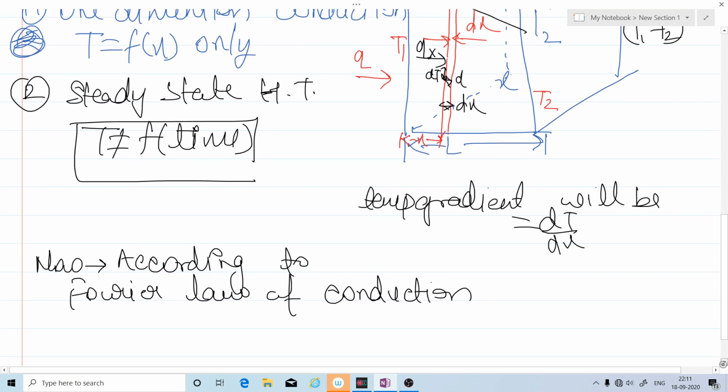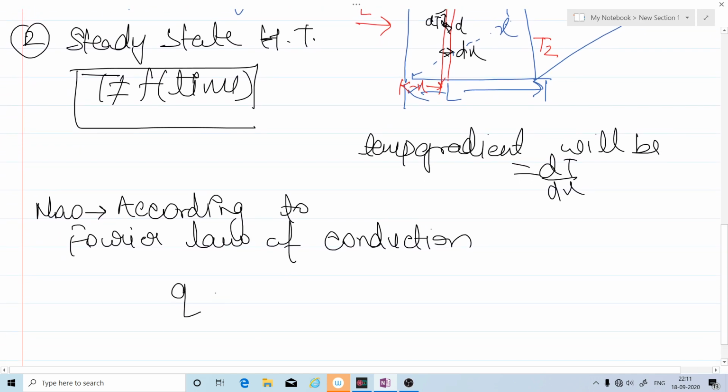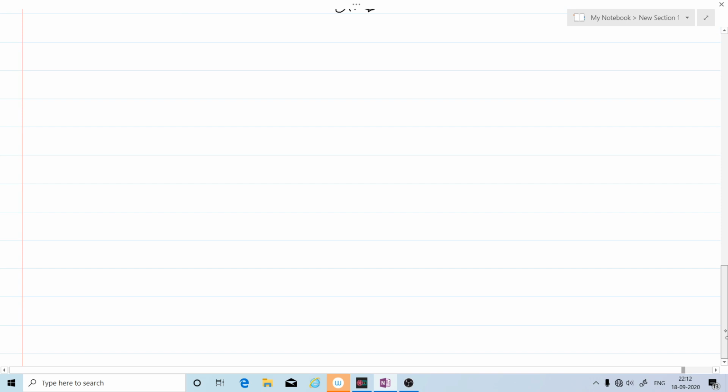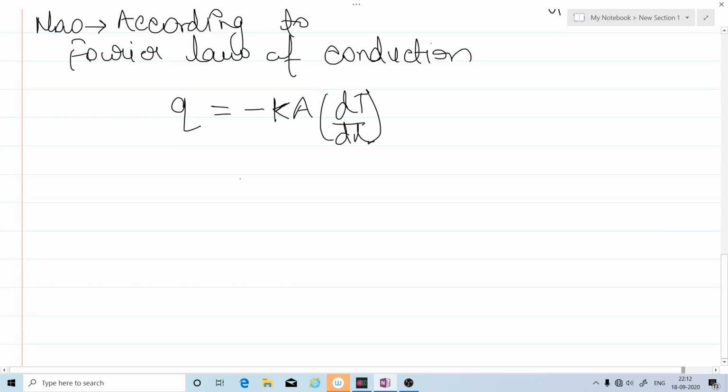the heat transfer in any given direction is minus Ka dt over dx, which is applicable to this small strip. K is the thermal conductivity of the material, that we already know in case of the slab. Now, this is a very simple differential equation which we can easily solve. We can take q dx on the left hand side: q dx is equal to minus Ka dt.